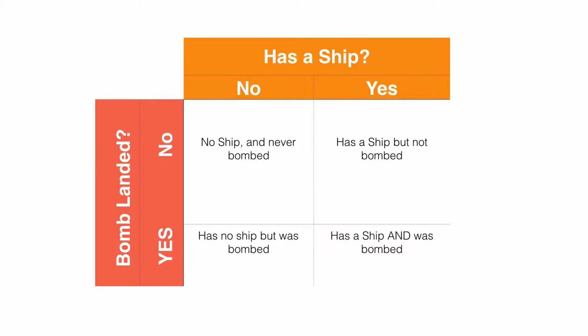We have two choices for the ships. Either the cell will contain a ship or it won't. We also have two choices for the bomb. Either a cell will have been hit with a bomb or it will have been untried. When we put these situations together, we end up with four possible combinations.